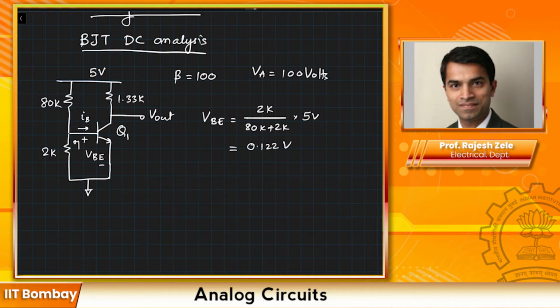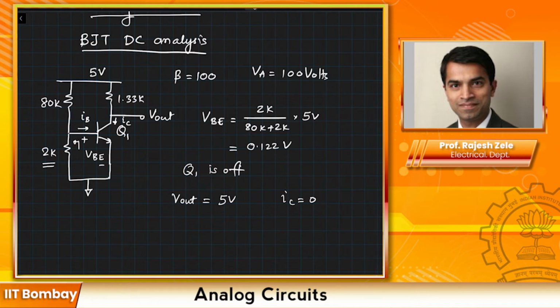As a result, we can say that the transistor Q1 is off, and if Q1 is off, then there is no collector current flowing. So the collector current IC is equal to 0, and if the collector current is 0, then the output voltage Vout is equal to 5 volts. This is the simplest example where the transistor is off, and that is happening because of this particular resistor. That number is small. So let's redo this example.